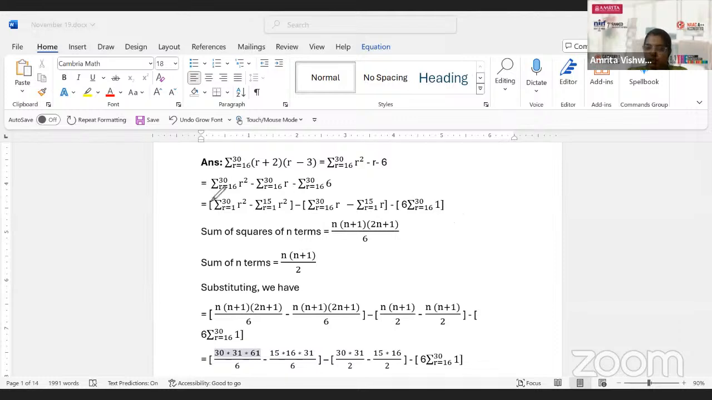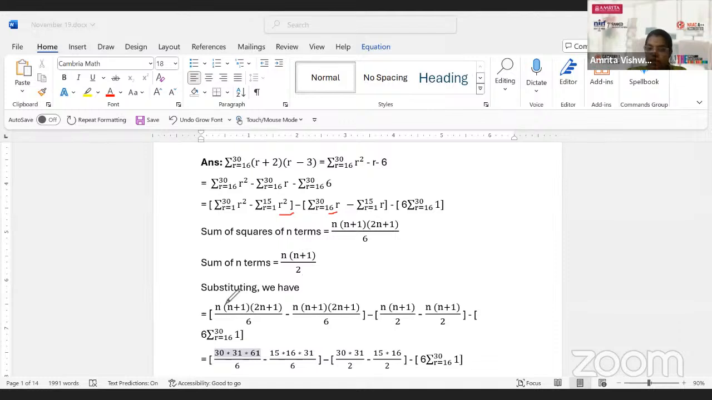So what I have done here is sigma r equal to 1 to 30 of r square minus sigma r equal to 1 to 15 of r square, minus sigma r equal to 1 to 30 of r plus sigma r equal to 1 to 15 of r, minus the constant term, 6 into sigma r equal to 16 to 30. Now we have studied the formulas for the sum of squares of n terms, n into (n plus 1) into (2n plus 1) by 6, and the sum of n terms, n into (n plus 1) by 2. I can do direct substitution.